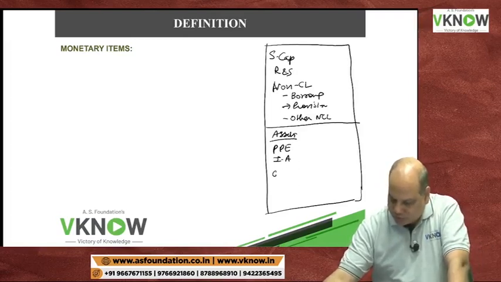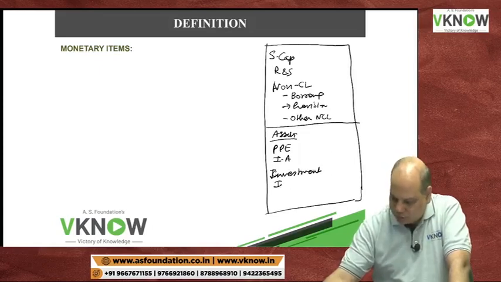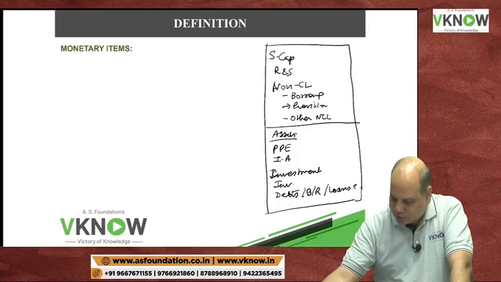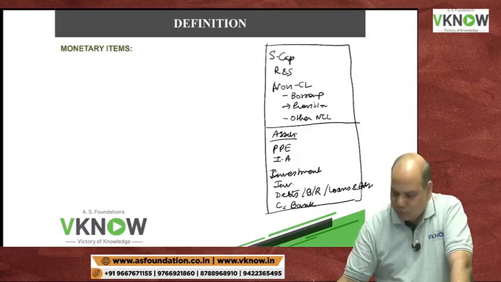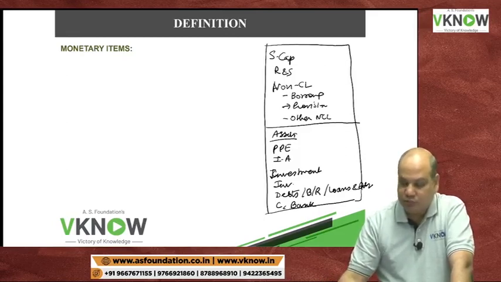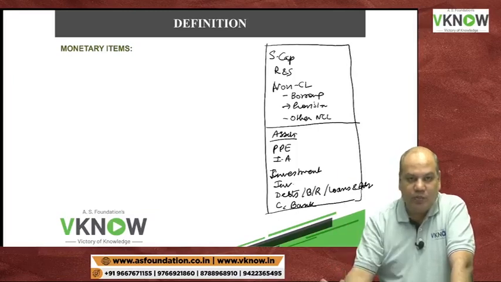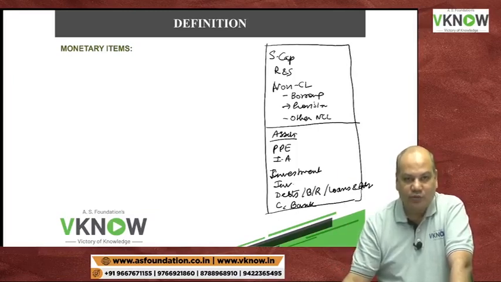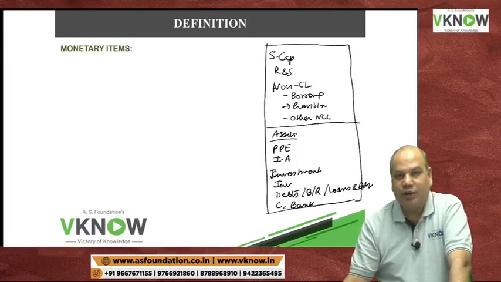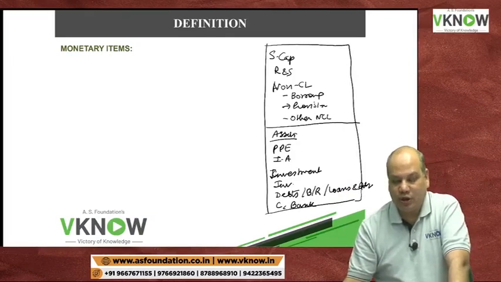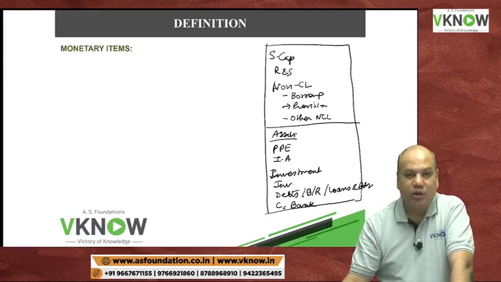Then some investment, then inventory, debtors, bills receivable, loans and advances, cash, bank. So this is usually a balance sheet. What the standard says: divide your balance sheet items into 2 categories: monetary item and non-monetary item.